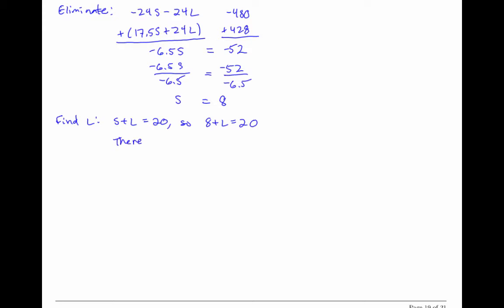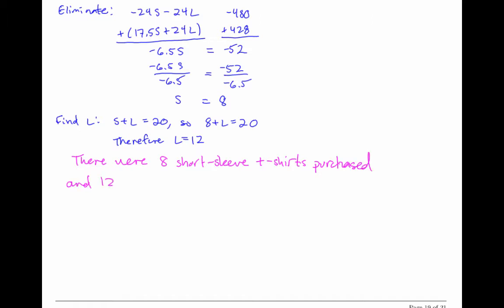So therefore, L equals 12. Now we can summarize our results. There were 8 short-sleeve t-shirts purchased, and 12 long-sleeve t-shirts purchased.